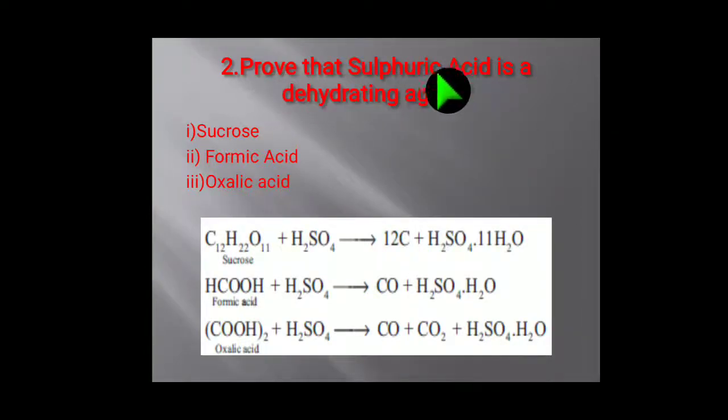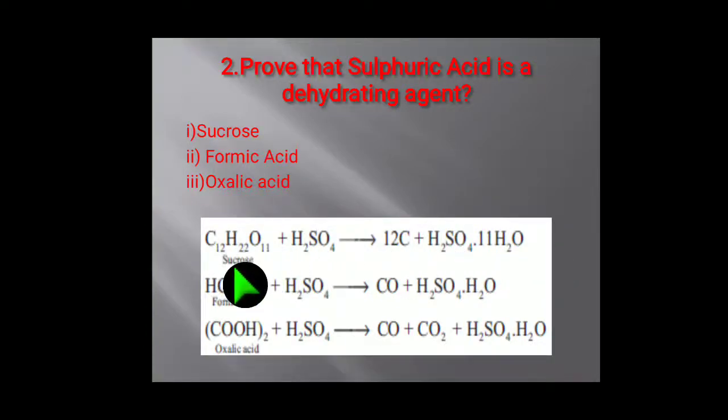The second question, prove that sulfuric acid is a dehydrating agent. What is the meaning of dehydrating agent? Removal of water. When sulfuric acid reacts with sucrose, sugar, and formic acid, oxalic acid, the water is removed. We see the equation.